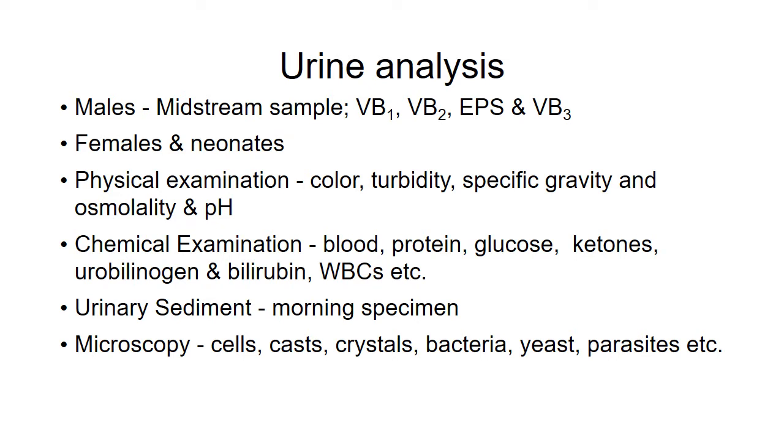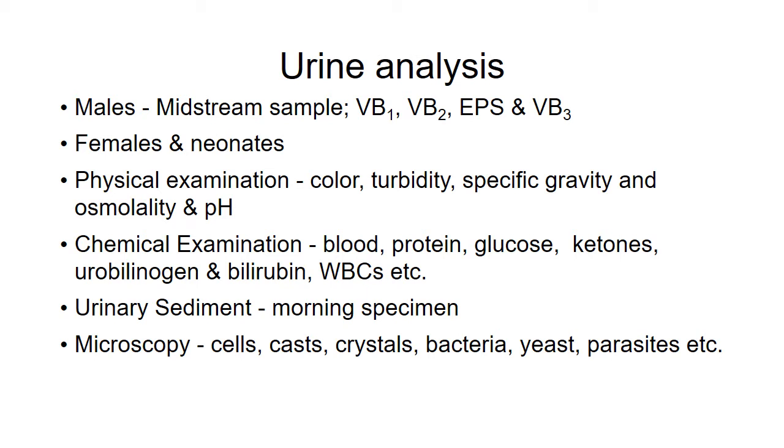If the color is brown, then it is porphyria or urobilinogen, and if it is brown black, then it indicates alkaptonuria and hemorrhage. Turbidity of urine, as already said, is due to phosphaturia or pyuria. Specific gravity of urine usually will be 1.001 to 1.035. It indicates the dehydration level. Osmolality is usually 50 to 1200 milliosmol per liter.